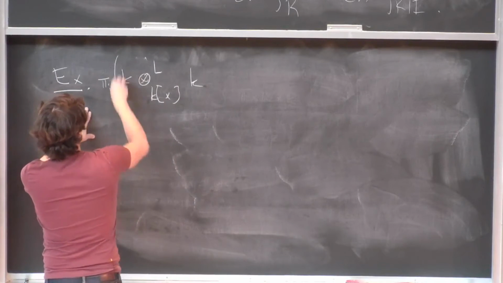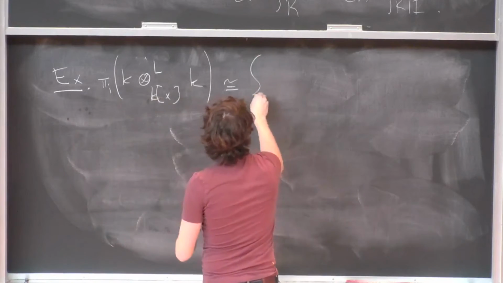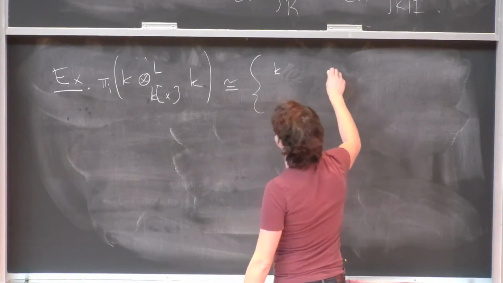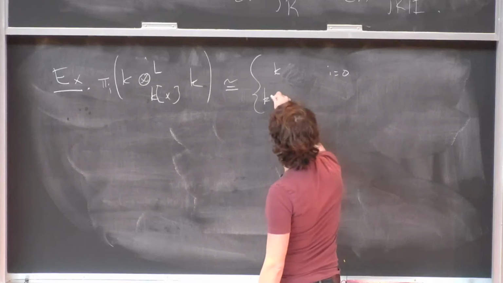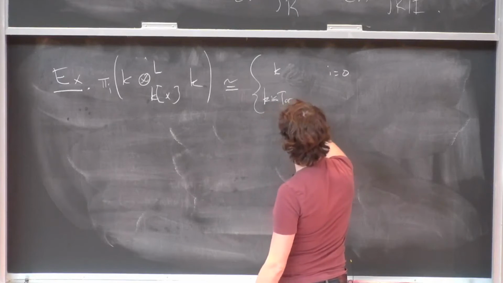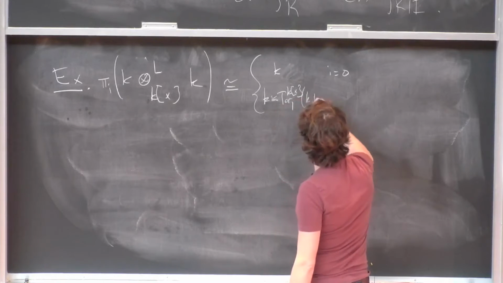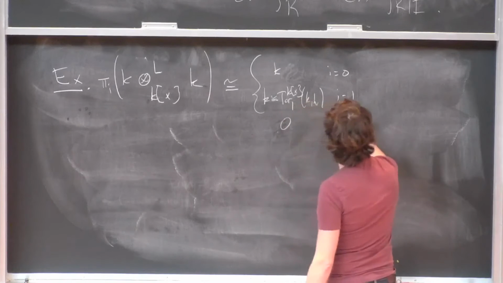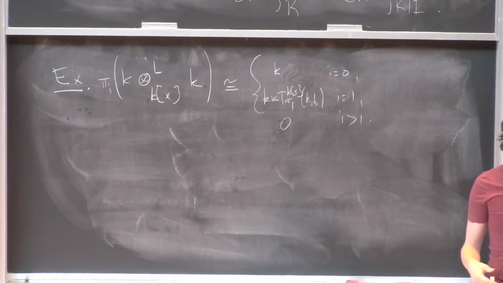This is a simplicial commutative ring, and the homotopy groups are what? It's k if i is 0, and it's also k, but in its instantiation as Tor_1 of k with itself over k[x], if i equals 1, and it's 0 for i more than 1. So that would be one example.